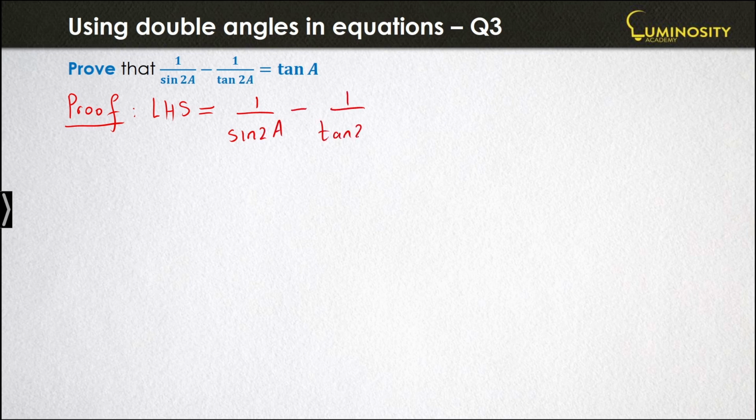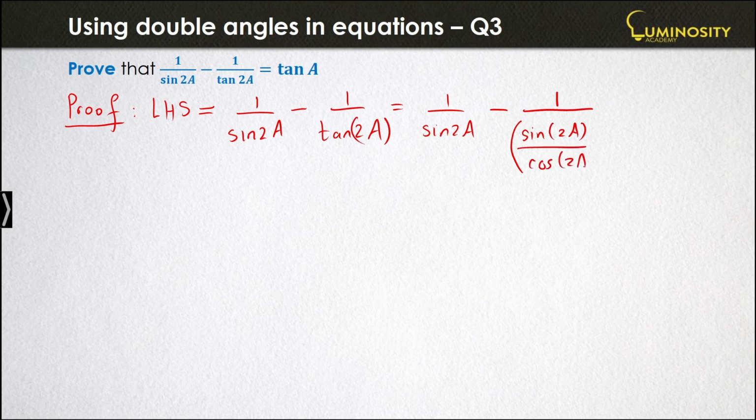So let's rewrite it out. Now, I have 1 over sine 2a minus. Now, tan of an angle, we know by the quotient identity, is sine of that angle divided by cos of that angle. So it's sine 2a over cos 2a. But when you divide by a fraction, you are multiplying by the reciprocal. So it's minus 1 times now cos 2a over sine 2a.